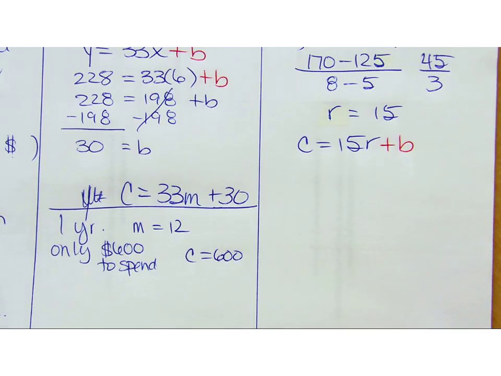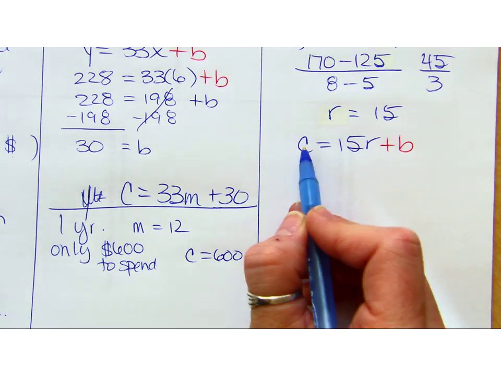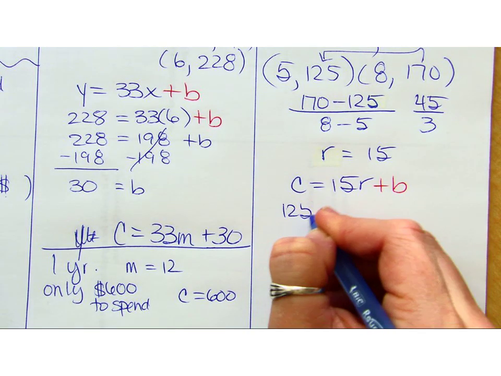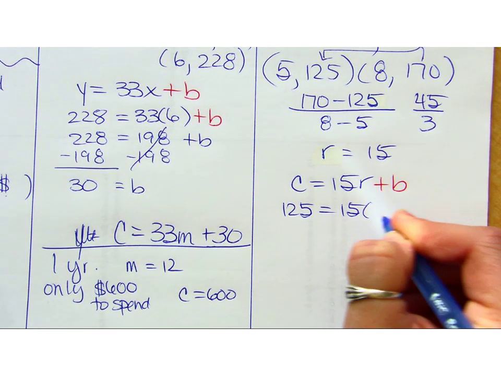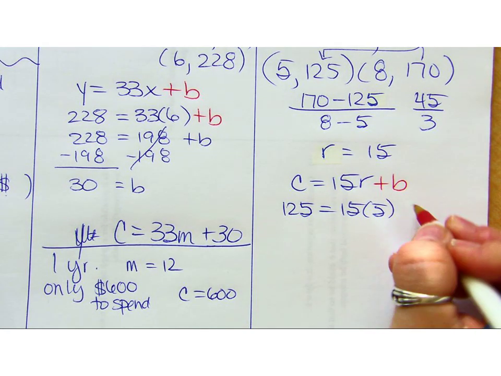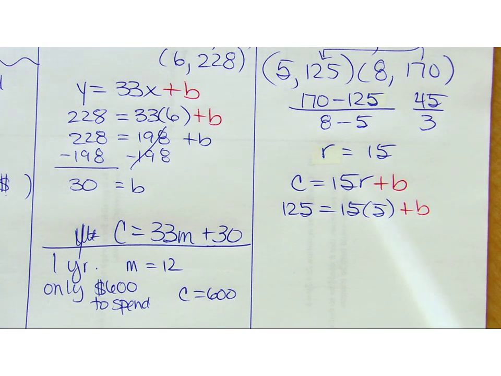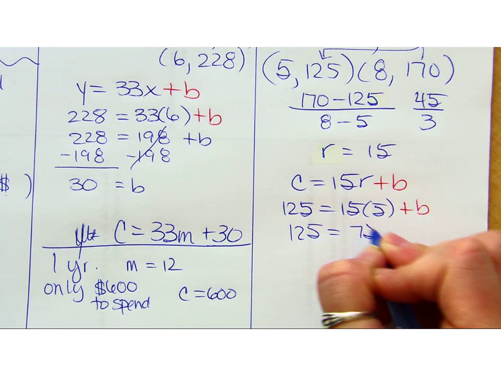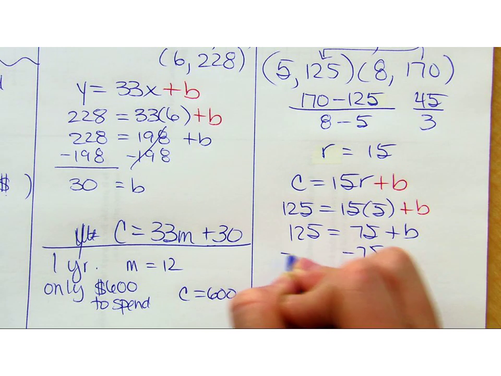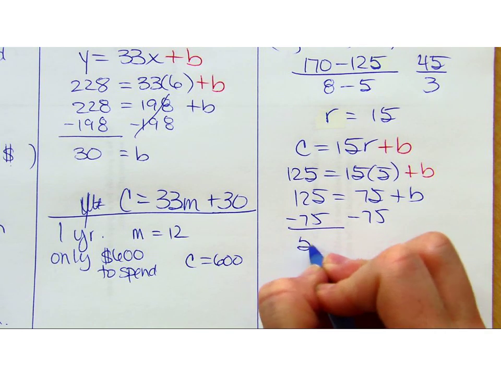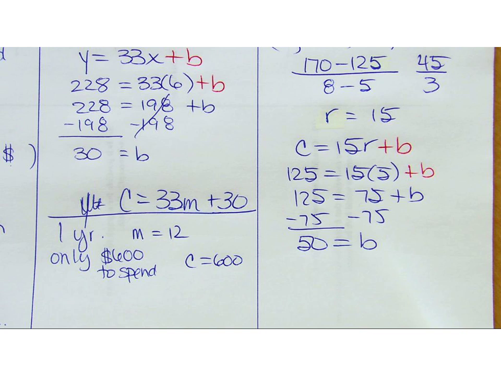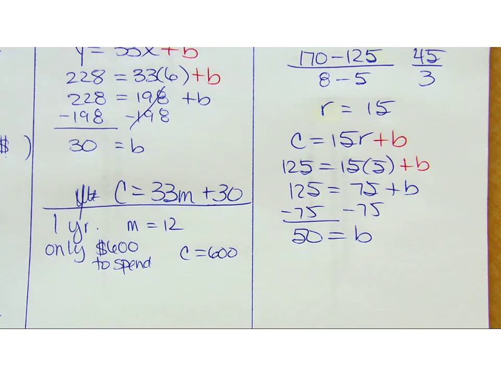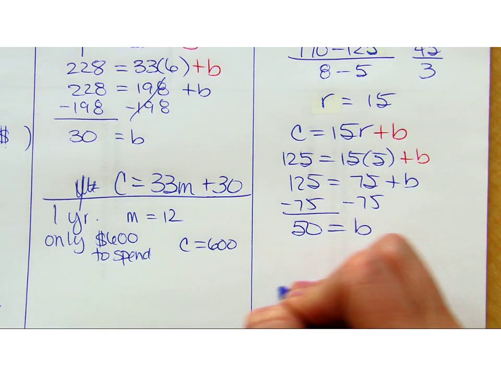So I'm going to put 125. I'm going to use this point, okay? So I'm going to put 125 here. I'm going to put 5 here. And then I'm going to solve for B, and I'll know how much I need to bring to sign up. So 125 equals 75. So not only now do you know how much it costs per race, $15, you know how much it costs to join. So what is my final product?